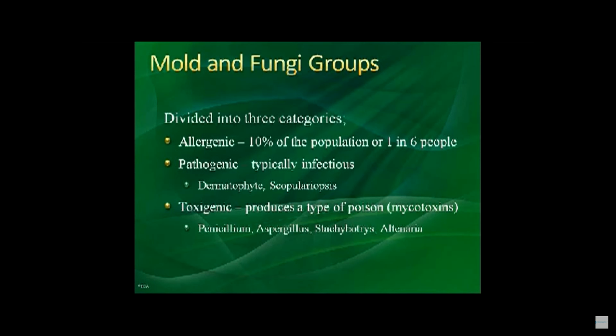We have Aspergillus. Aspergillus spores can be very, very nasty. Stachybotrys, or the media-hyped black mold, and then Alternaria, which is the sister to Stachybotrys.